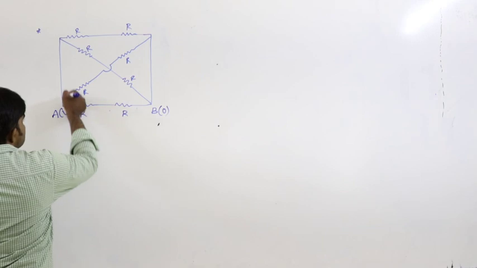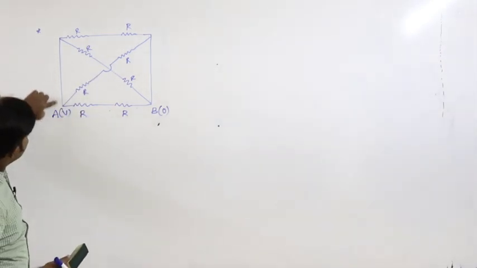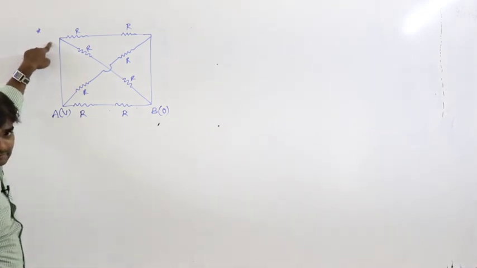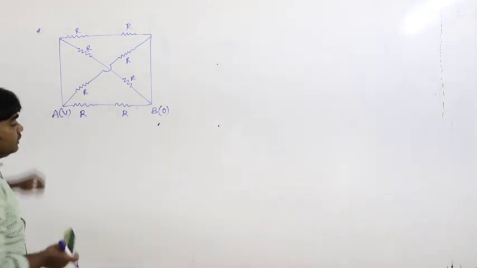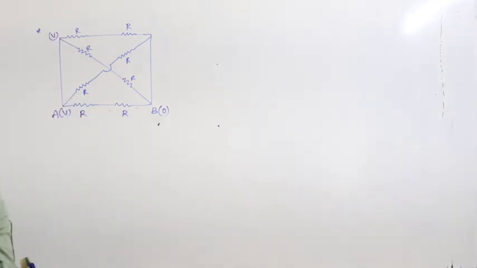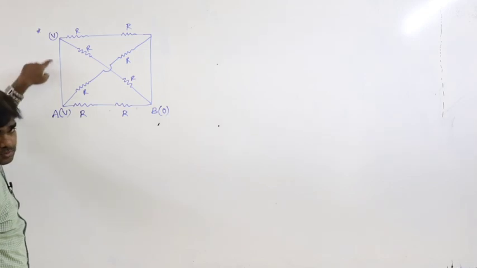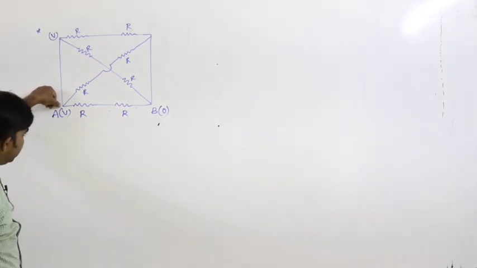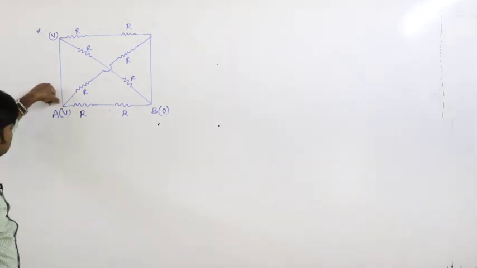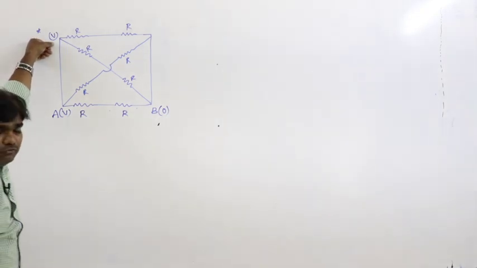So this is the line here. There is no resistance here. There is no resistance means here also the potential is V. If there is no resistance, the potential must be the same. Here the point A potential is V. So here there is no resistance. That's why here also the potential is V.